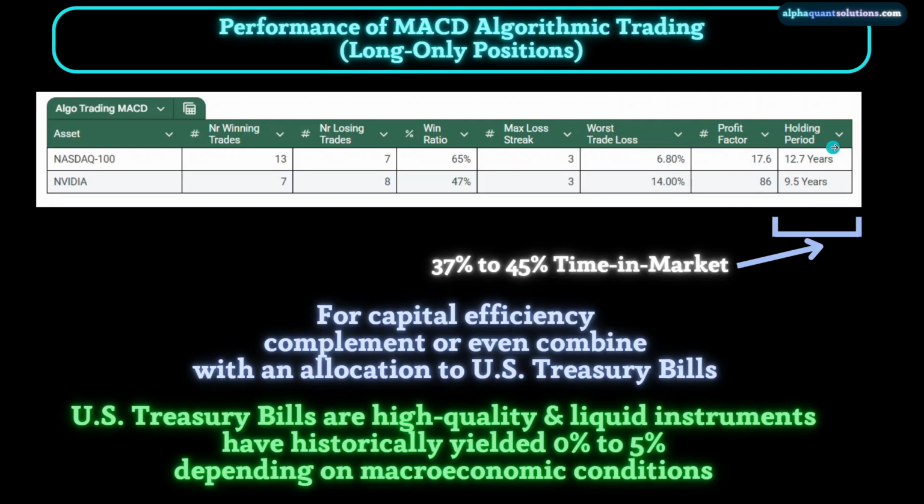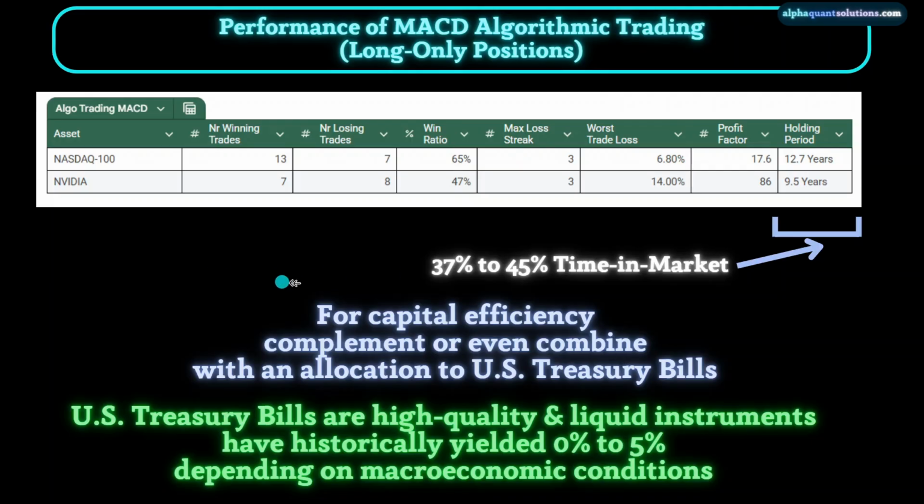So going back to this metric, the holding period, for both, we see that basically we are in the market between 37% and 45% of the time. So this leaves us with quite some time where capital is not allocated. And this also means that this algorithm will only trigger when the statistical edge is high, meaning that when it does not trigger, most likely the equities market, or in this case the Nasdaq and NVIDIA, are either in a bear market or a sideways market or with a slight uptrend, but there is no strong, let's say, bull market.